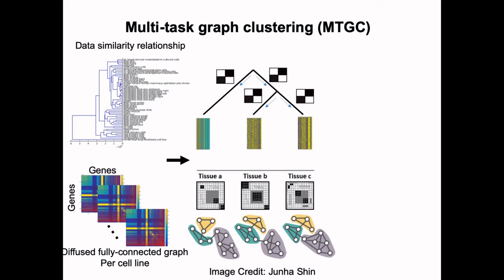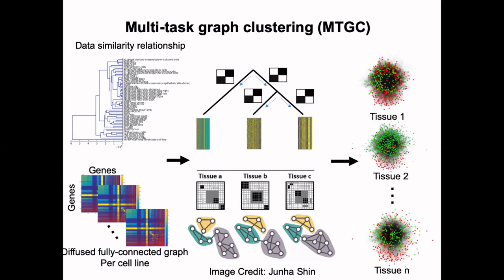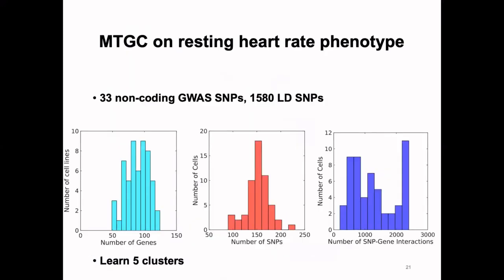And so this is spectral clustering, but it's going to be constrained by the data similarity relationship. And so more similar cell lines will end up having a more similar graph clustering. And so this gives us an automatic mapping of the clusters across the different tissues. And so we can compare the cluster 1 from tissue 1 to tissue N. So the green cluster and the red cluster shown here are pointing to the same clusters across the different tissues.